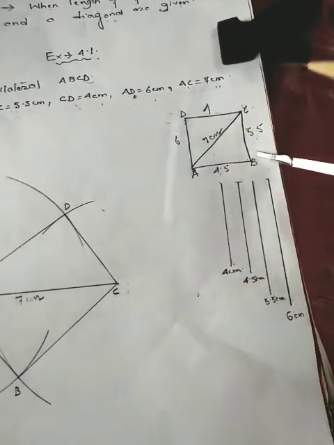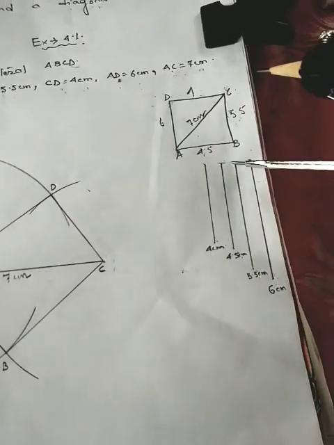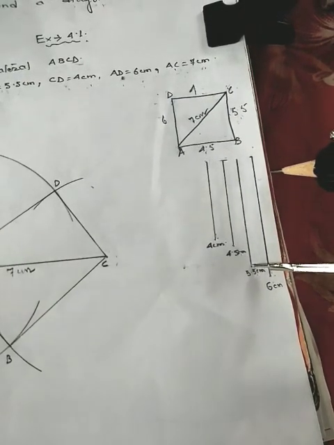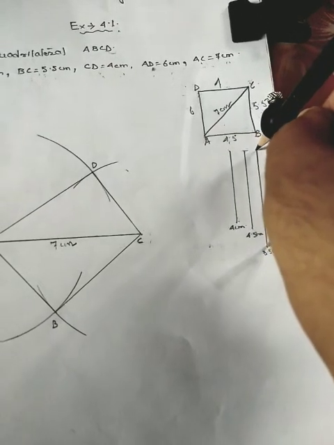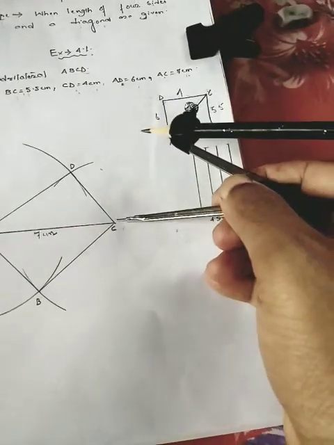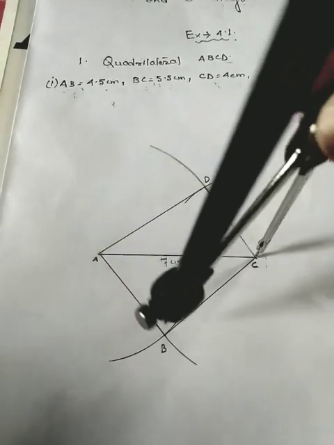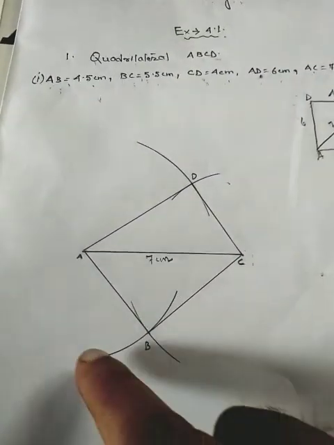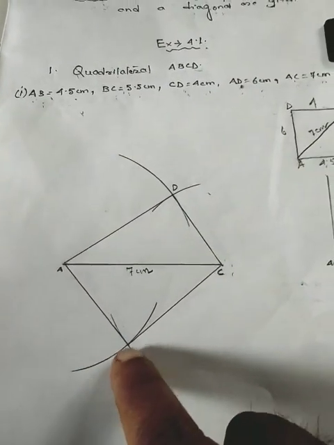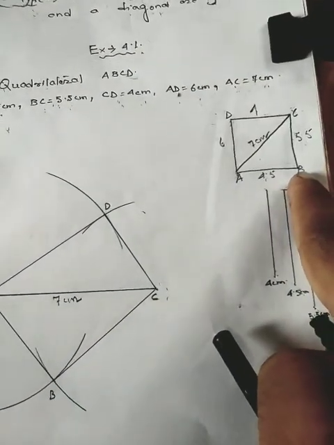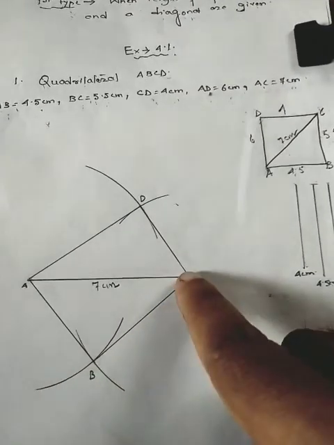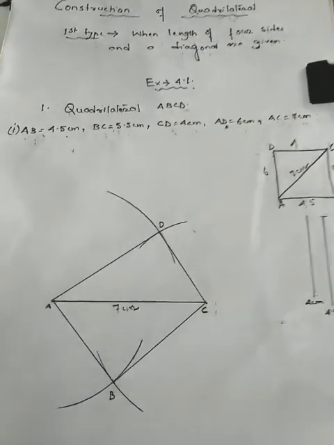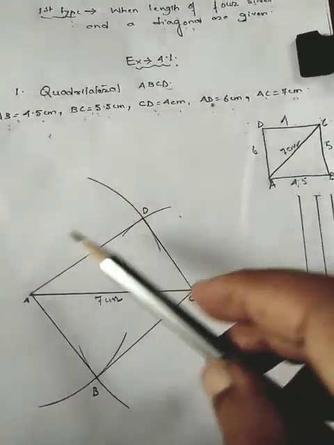Okay, now what is the other measurement? 5.5. So this line represents 5.5. So take the measurement of this, put your compass point, carefully measure it. So once you're done with the measurement, put your compass point on C and then draw another arc like this. So this arc represents 5.5. Again you see that these two arcs are intersecting at one point, which you will name as B. Fine. And then what you have to do? Yes, obviously you have to join BC and AB. Fine. So this is your required quadrilateral.